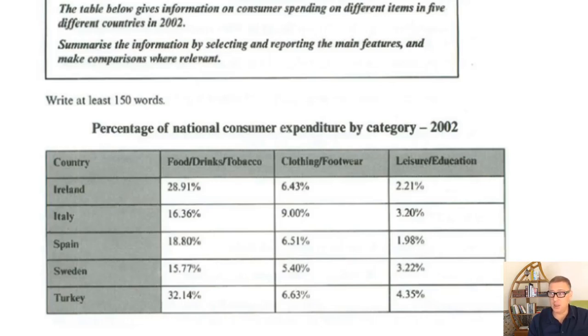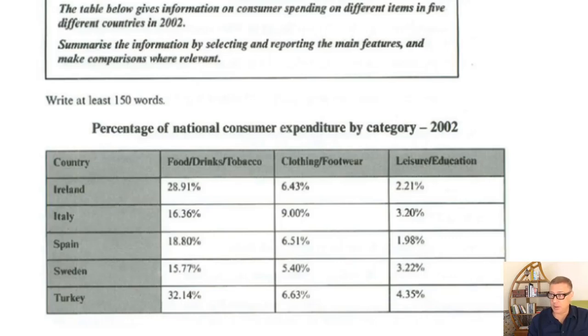So if we look at food, drinks, and tobacco, we can see Turkey 32.14%, Ireland 28.9%. Those are quite similar, and they're significantly higher than the other three, which are in the teens, 15, 18, 16. So that's possibly an area we can group together. Clothing and footwear, 6.4, 9, 6.5, 5.4, 6.6. So they're all around 6%, with the exception of Italy, which is 9%, and leisure and education, which is the lowest number for all of them, 2, 3, 4%. So those numbers are all quite similar.